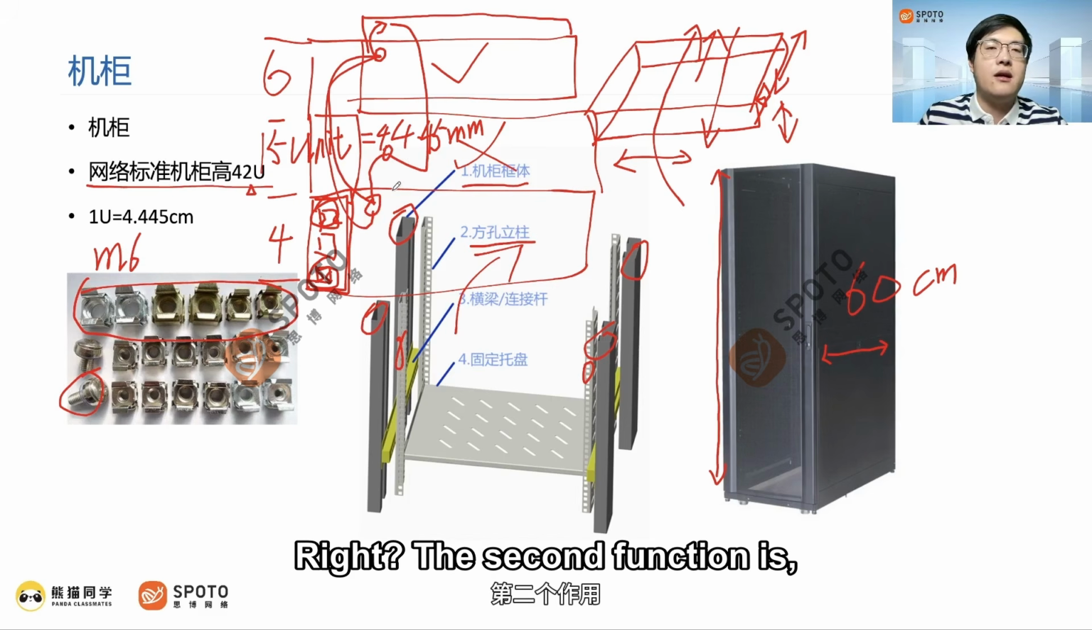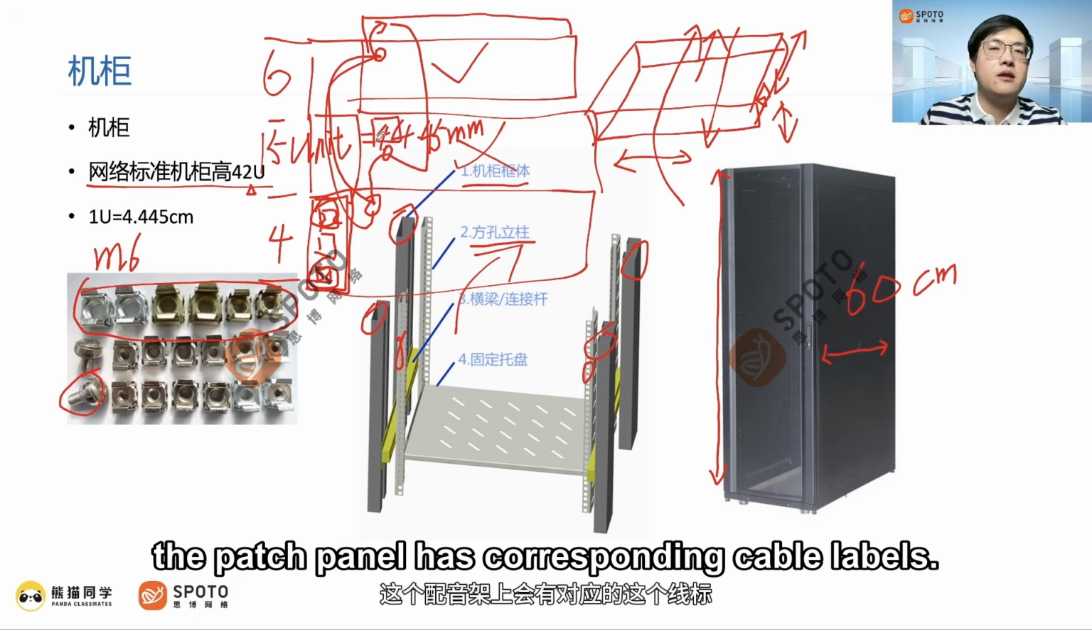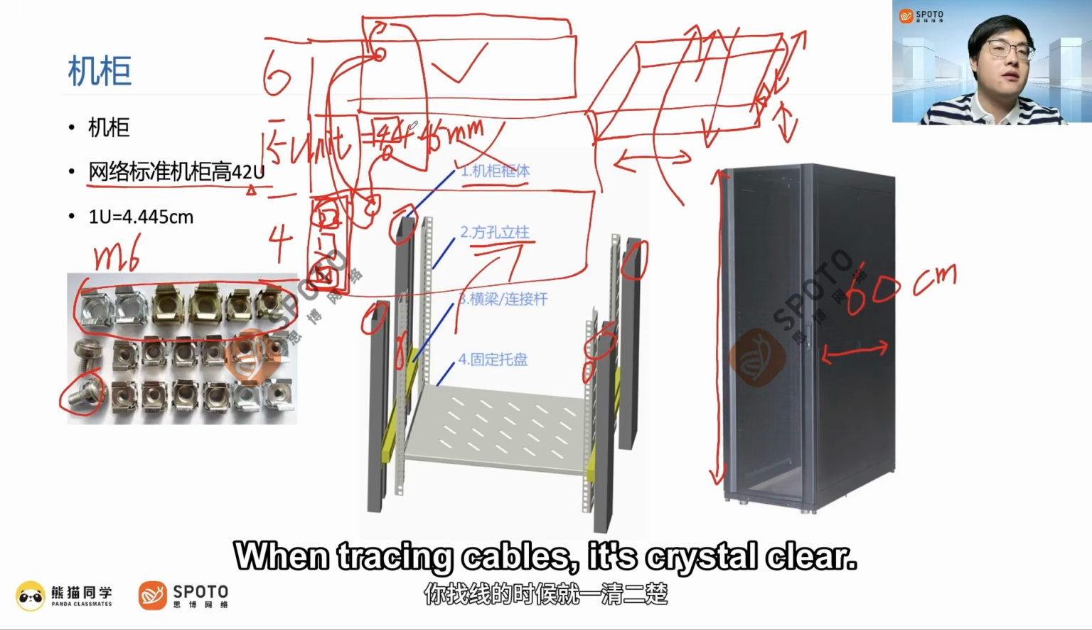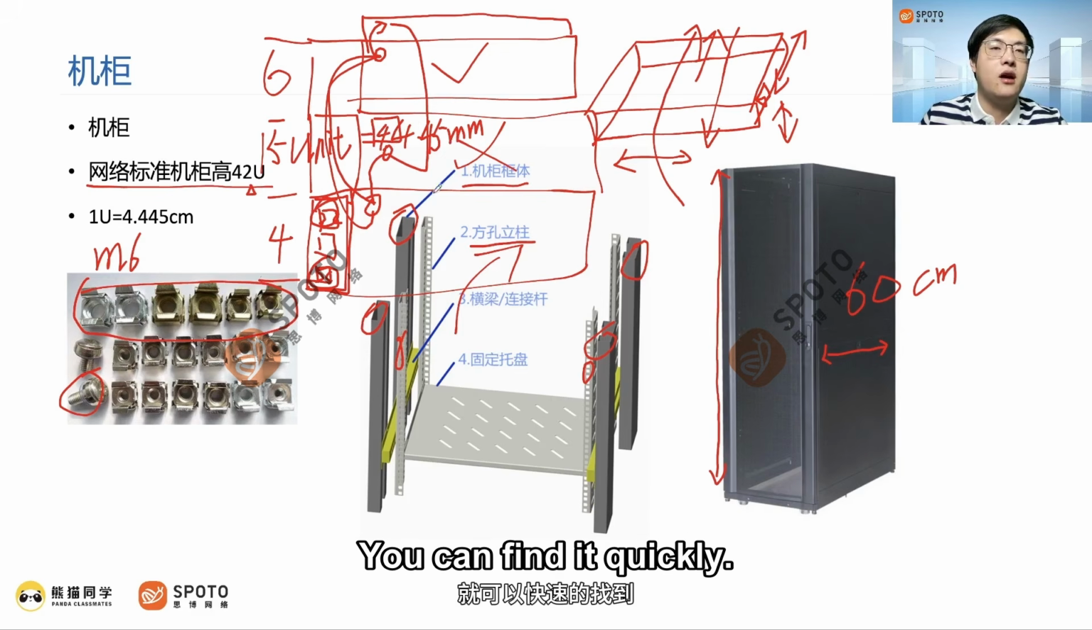The second advantage is that it is more standardized. When you are tracing cables, the patch panel has corresponding cable labels. When tracing cables, it's crystal clear. You know which port connects to which port on the other end. You can find it quickly.